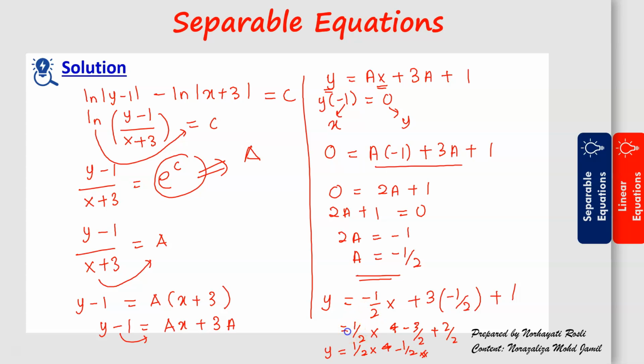Sorry class, here I missed the negative 1 over 2. So y equal to negative 1 over 2 x minus 1 over 2.